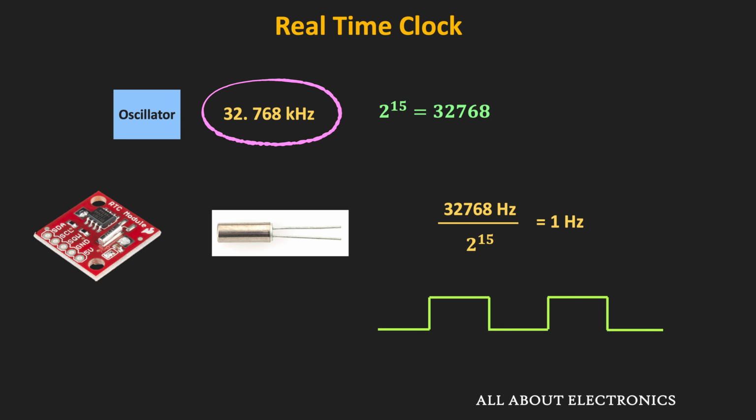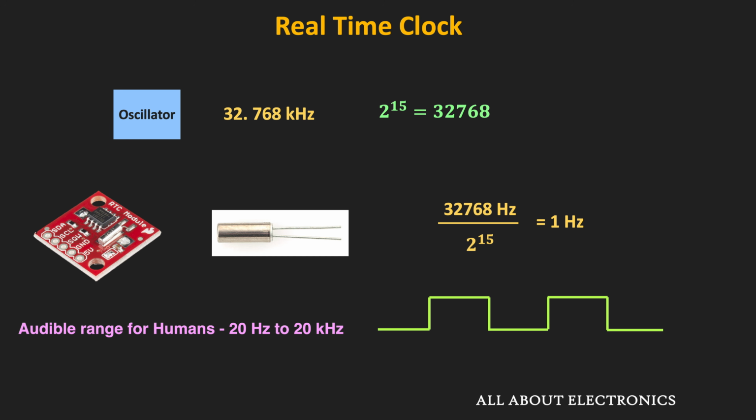Moreover, this frequency is beyond our audible range. Because the audible range for humans is from 20 Hz to 20 kHz. And that is why we cannot hear the vibration of this given crystal frequency. So that is another advantage of using this frequency crystal for the oscillations.